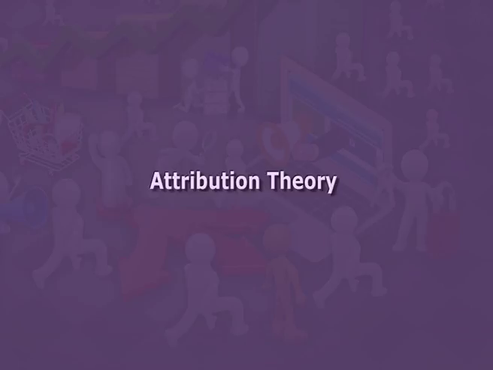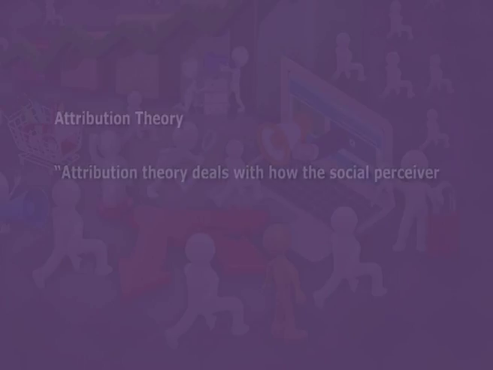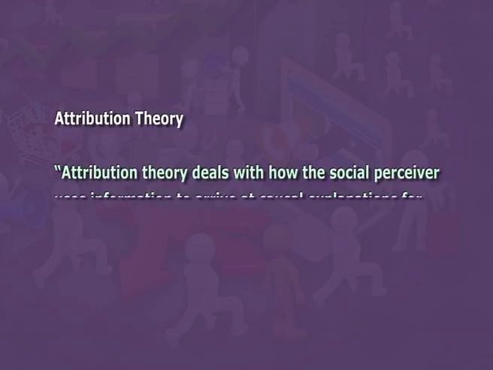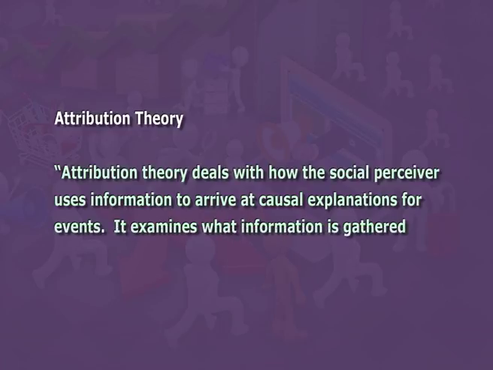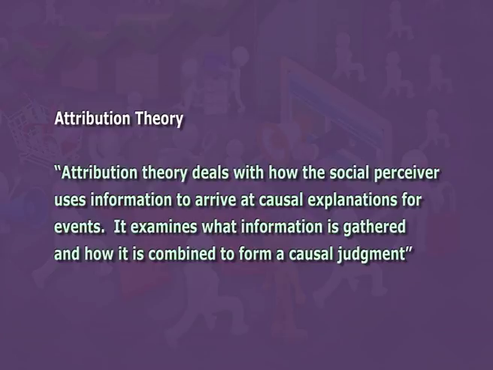Now, let us study about attribution theory. It is a theory which supposes that people attempt to understand the behavior of others by attributing feelings, beliefs and intentions to them. Attribution theory deals with how the social perceiver uses information to arrive at causal explanations for events. It examines what information is gathered and how it is combined to form a causal judgment. Attribution theory is concerned with how and why ordinary people explain events as they do.